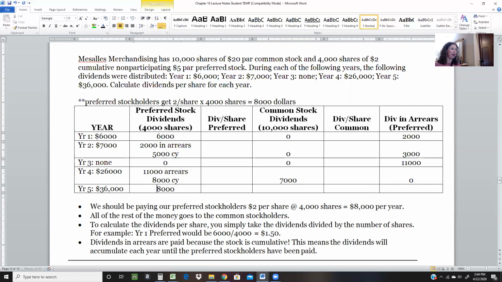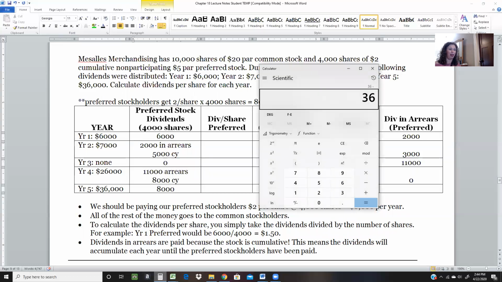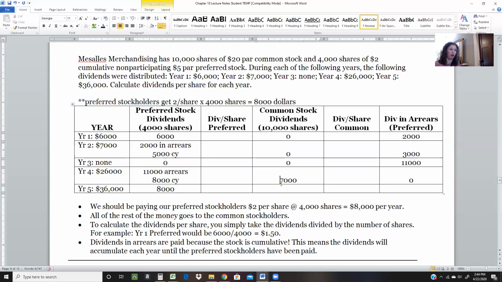Okay, so I gave out 8. I had 36 to give though, so 36 minus 8, I should be able to do that in my head, but I'm not trusting myself, is 28,000 here. And my arrears are 0. So basically this goes ahead and details out exactly how I'm gonna pay out my dividends.